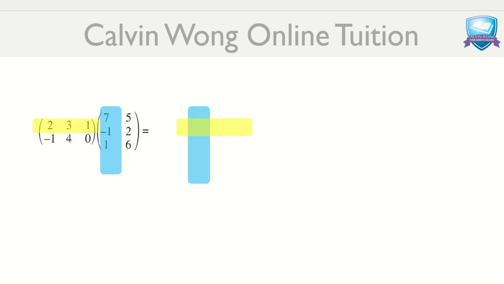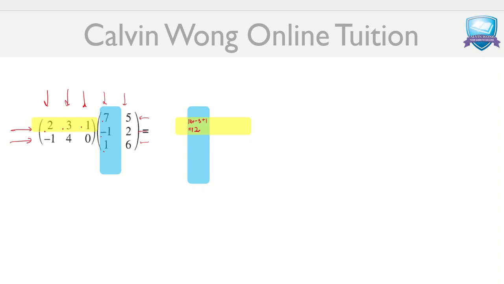Next, let's do one more complicated question. Here it is a 2 by 3 matrix multiplied by a 3 by 2 matrix. Let's do it slowly. How do we go about this one? First, I will do row 1 and then column 1. Let's do it very slowly. What do we have here? 2 times 7, you have 14, plus 3 times negative 1, negative 3. 1 times 1, you have 1. Here you have 12.